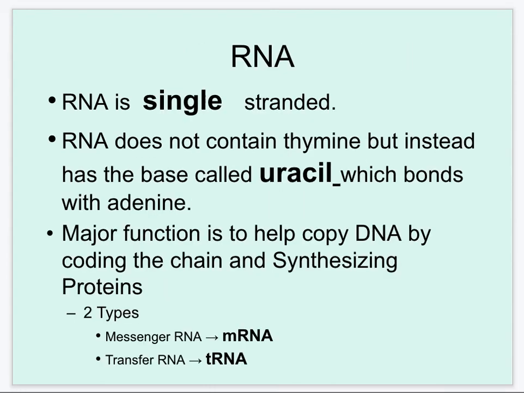So RNA is single-stranded, and another difference: DNA is double-stranded, okay, it's a double helix. RNA is just single-stranded, it's one strand. RNA does not contain thymine like DNA, and instead it has a base called uracil, which bonds with adenine in RNA only. So DNA has A and T, adenine and thymine, and RNA has adenine and uracil, A and U.